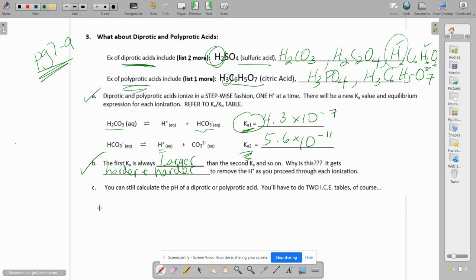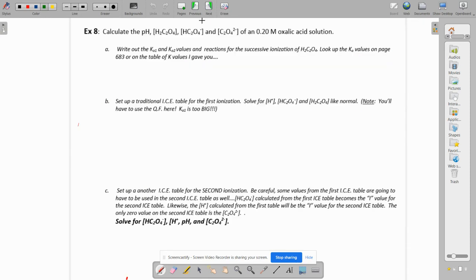Now, of course, we're going to move on to the math. If you have a monoprotic acid, you do 1 ice table. If you have a diprotic acid, you set up 2 ice tables. So we're going to do just that. This is the next page, example 8. We're going to determine the pH and every concentration we can think of for a 0.2 molar solution of oxalic acid. I'm going to skip question A because we'll do that throughout the problem, so we'll start with question B.